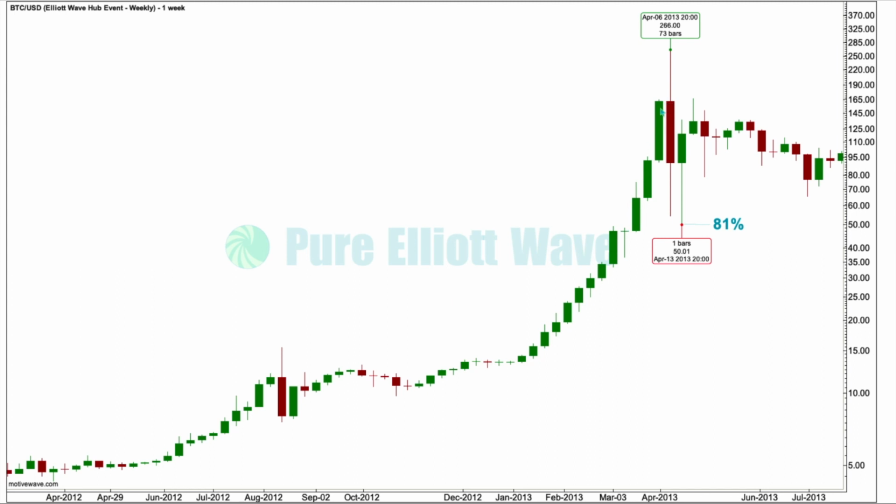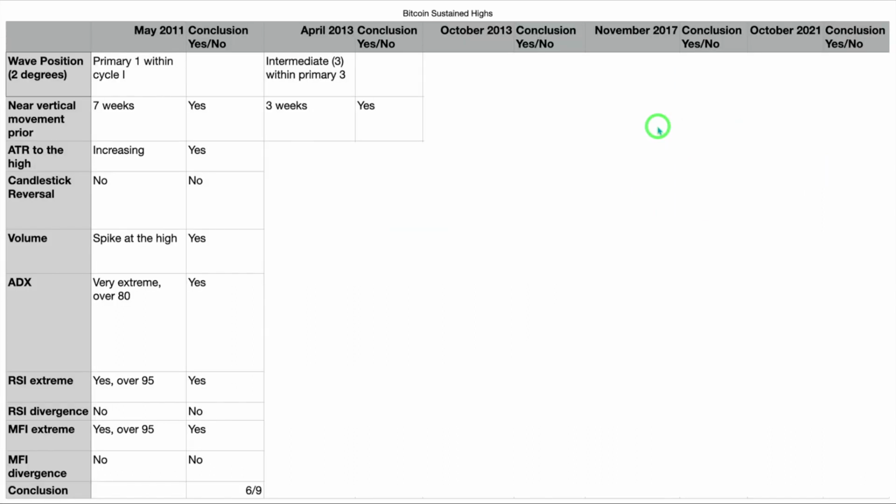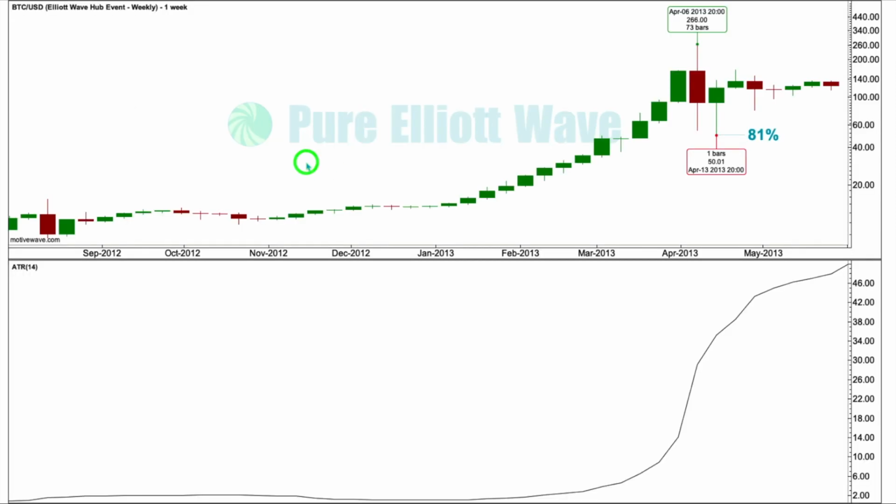So that's why it's so important to be really, really careful in identifying these highs as soon as you can. So yes, we did see vertical upward movement for 3 weeks, so that condition was met. What about ATR?